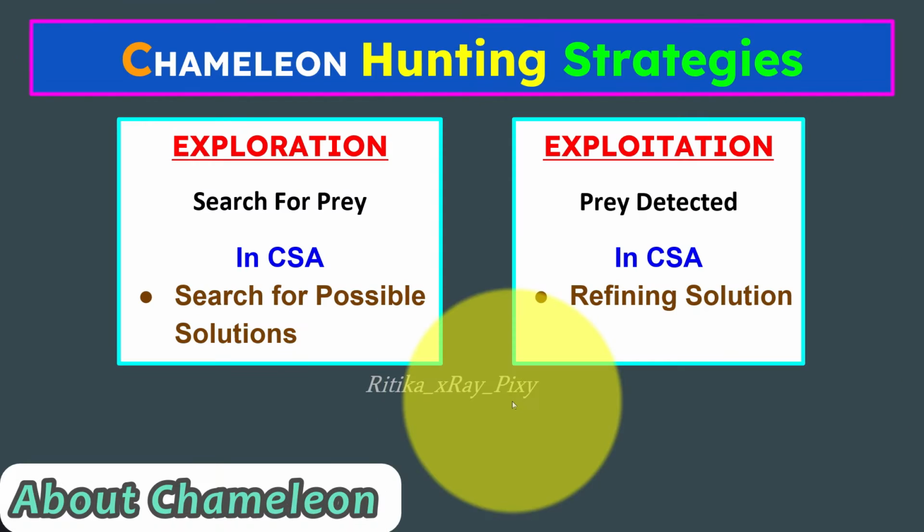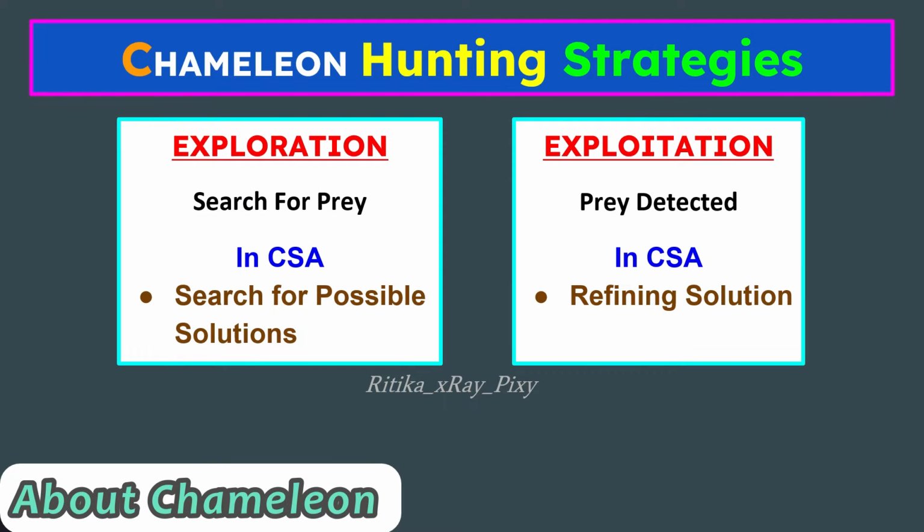In a metaheuristic algorithm, we have exploration and exploitation phases. In the exploration phase, the search agents explore the search space, looking for the optimal solution. And in the exploitation phase, when an optimal solution is found, they converge at a point. So in this algorithm, in the exploration phase, they are searching for the prey. They search for possible solutions in the search space, and exploitation means the prey is now detected, now they will hunt. In this algorithm, this is simulated as refining the solution, that is the optimal solution.